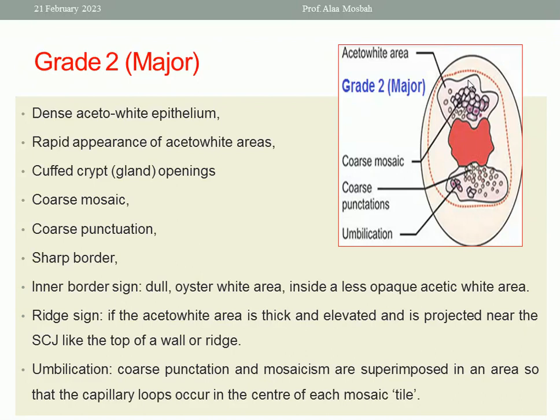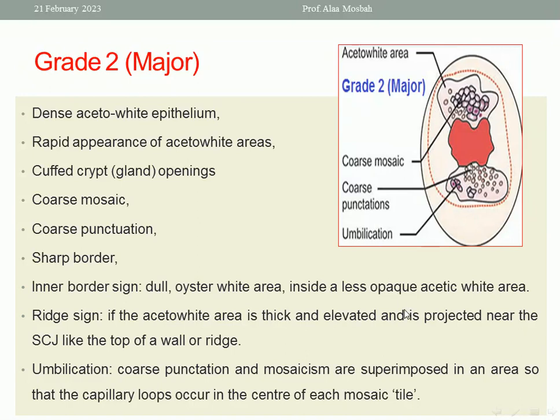Cuffed crypt openings, coarse mosaic, coarse punctation. You remember in grade 1 when we said fine mosaic, fine punctation? Here, coarse mosaic. This is the mosaic pattern, coarse. Coarse punctation here. The reddish spots are larger. Coarse. Okay? Sharp border.